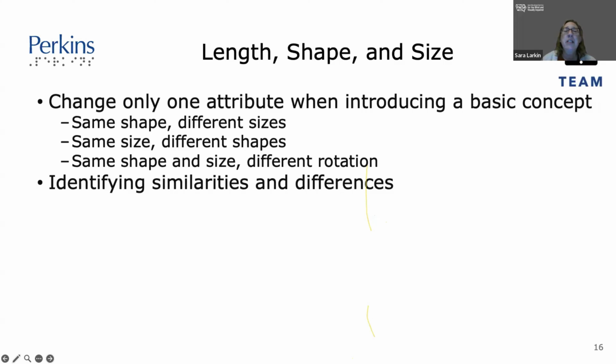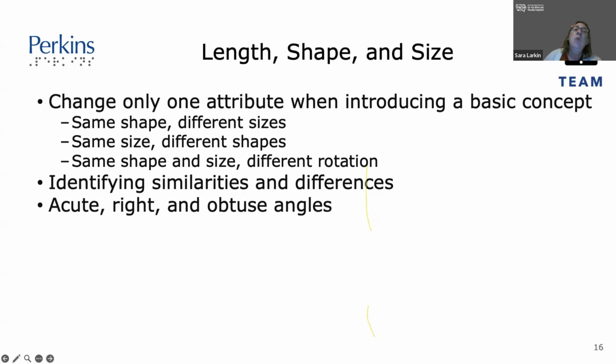Also looking at similarities and differences and verbalizing what those similarities and differences are is extremely important. When you're talking about acute and obtuse, that idea of how much space is between those 2 rays that form an angle is really important. And then, of course, 2D is often easier to manage than something that is a 3-dimensional object on a 2D plane.